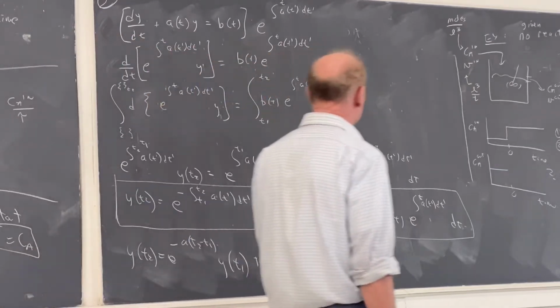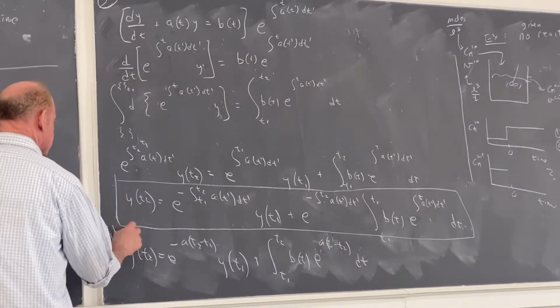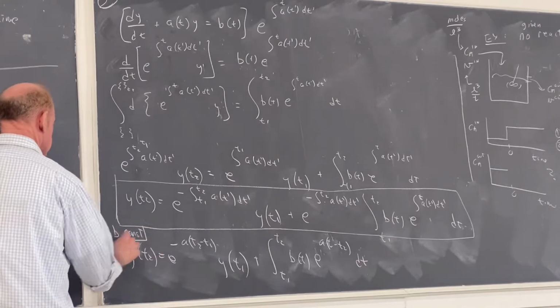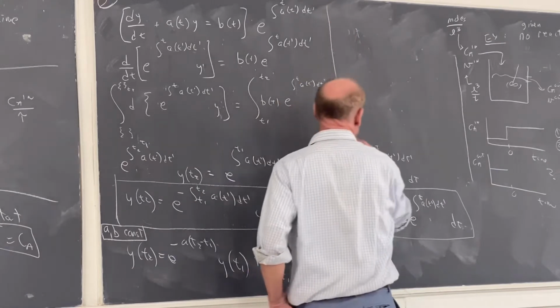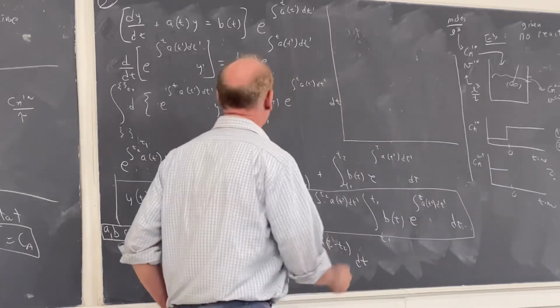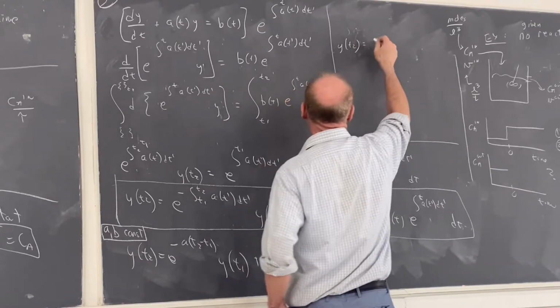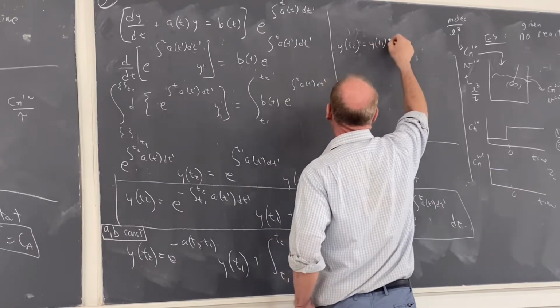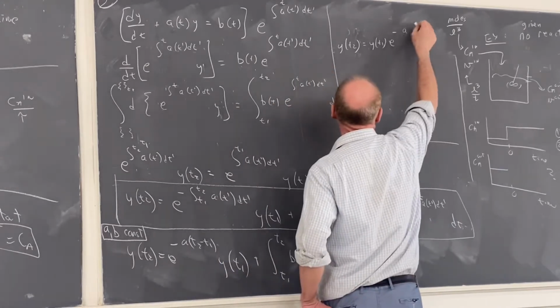And now I can just do this integral. So let's do that integral. So this is the special case, a and b constants. So let's do the special case. Let's put it over here. So I have y of t2 is equal to y of t1 e to the minus a t2 minus t1.